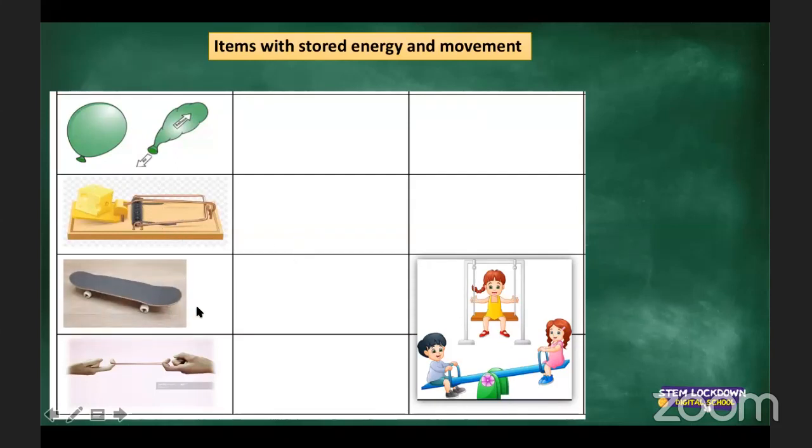Then a skateboard has stored energy and movement. But in order for the skateboard to release a movement type of energy, someone must ride the skateboard.